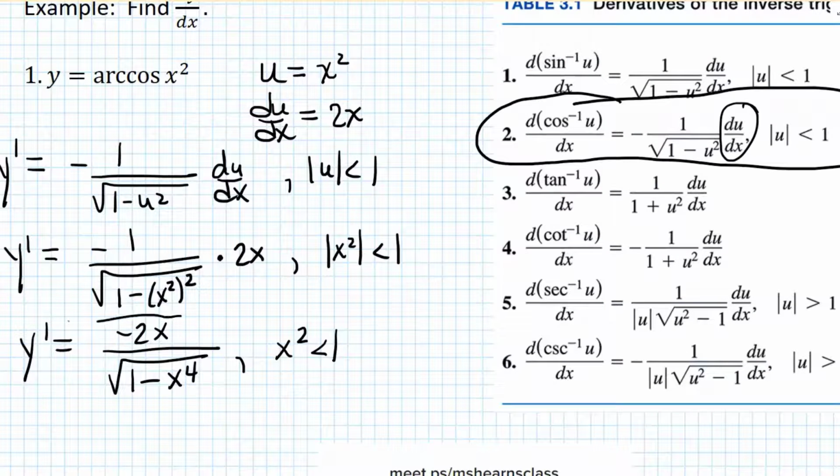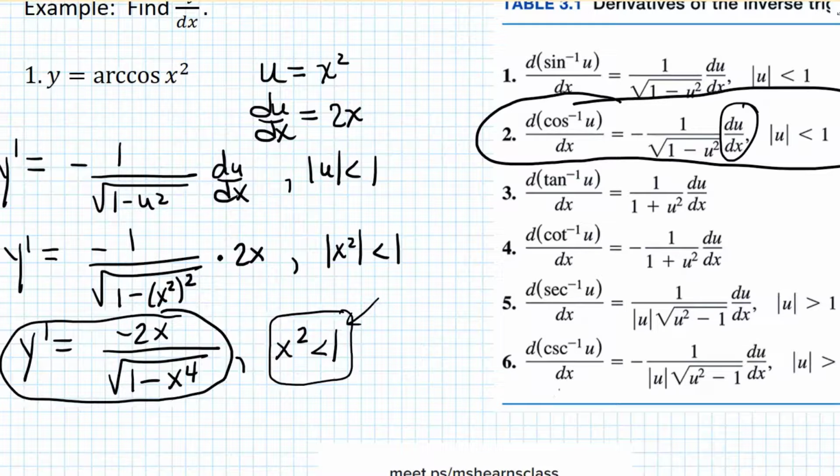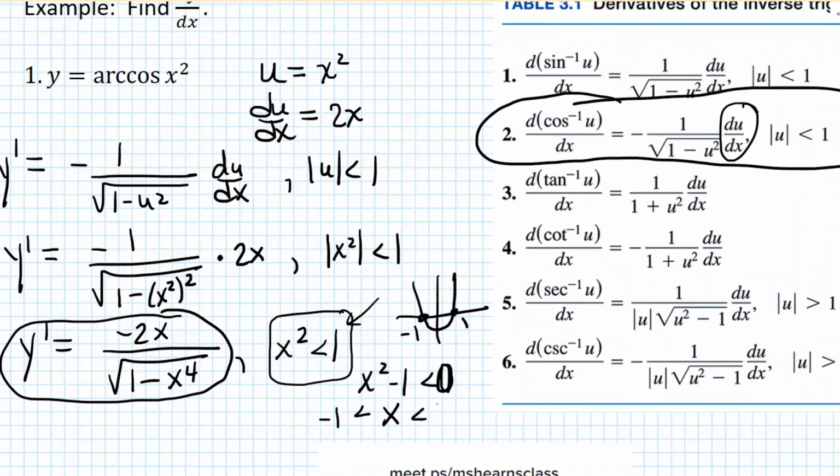This is the derivative. But if you want the domain of the derivative, you do have to think about this for a moment. In order for x squared to be less than 1, what would that tell us about x? Think of it more like this: x squared minus 1 would have to be less than, sorry, not 1, 0. When does that happen? Think of the parabola x squared minus 1. When is it below the x-axis? Between -1 and 1. So this is the same as saying x is between -1 and 1.